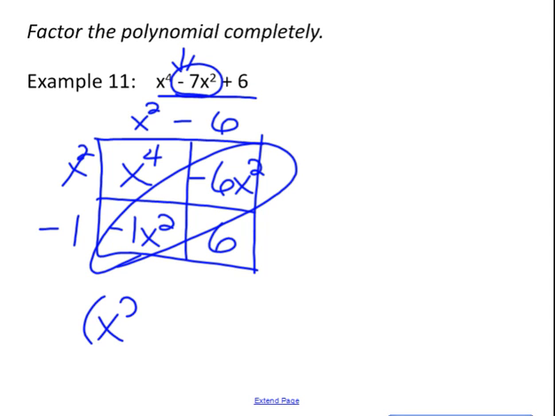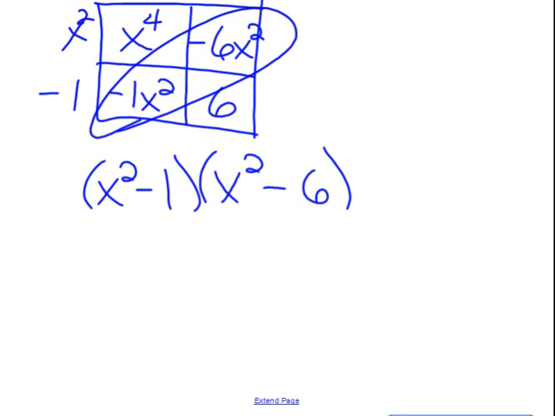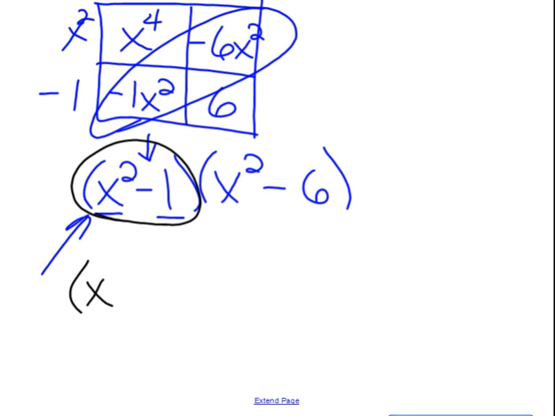So right now I have x squared minus 1, x squared minus 6. Anytime you have an x squared in one set of parentheses, you have to check to see if what's inside is factorable. This is a square, this is a square, and this is a minus. That gives us a difference of squares. So this is factorable. So x squared minus 1 is going to factor to x plus 1, x minus 1 using the formula from above.